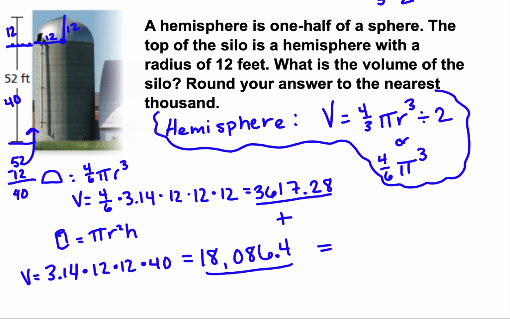So I'm going to add 3,617 and 28/100 to my 18,086 and 4/10. I get 21,703.68. However, it says to the nearest thousand. This is the thousands place. I look at the number behind my thousands place. It is a 7. It tells me I'm going to round up. My nearest thousand is going to be 22,000 cubic feet, which is a very big volume.